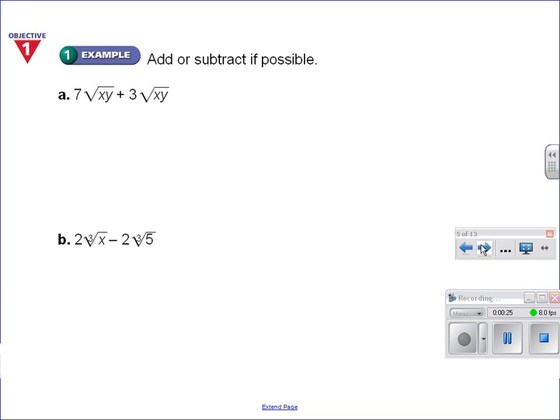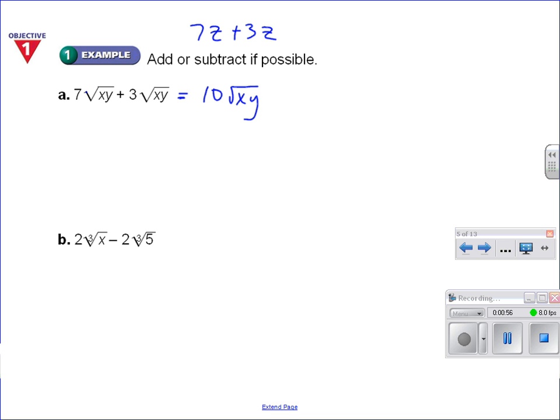Okay, we want to add or subtract if possible. Well, basically, I want to look at this first example as if I'm looking at maybe 7z plus 3z. In other words, I'm looking to combine like terms. So if everything is the same with the square root sign in this case, and the x and y, then I can add them and combine like terms. So I get 10 square root of xy.